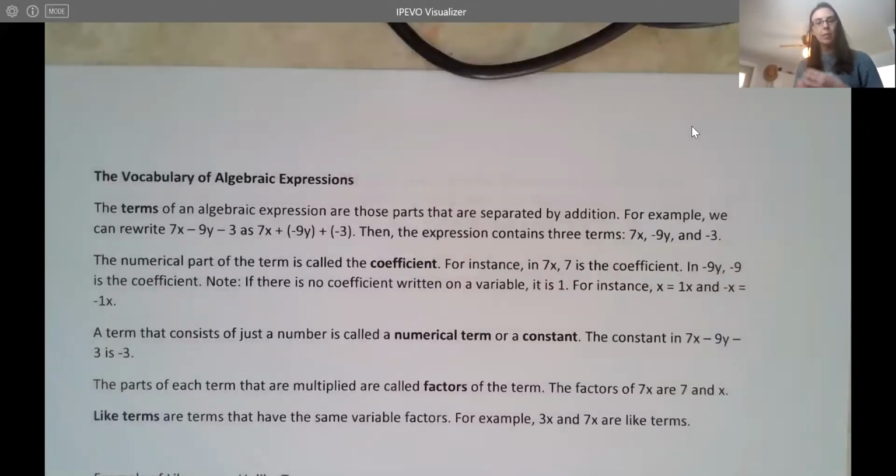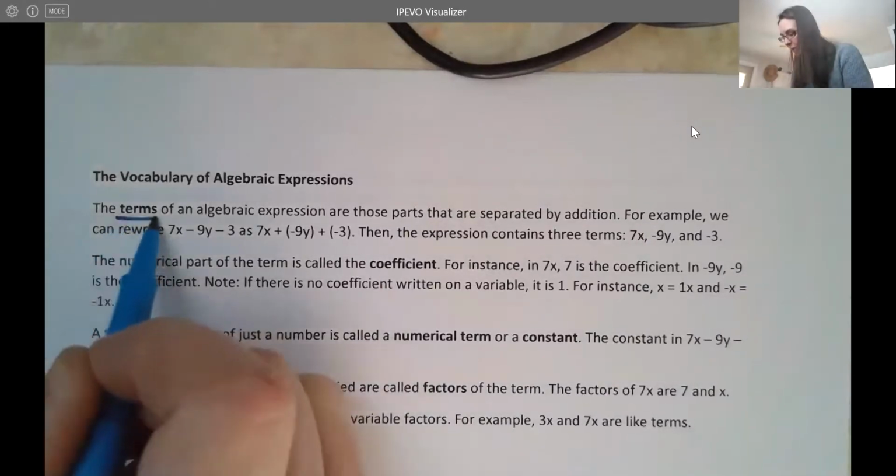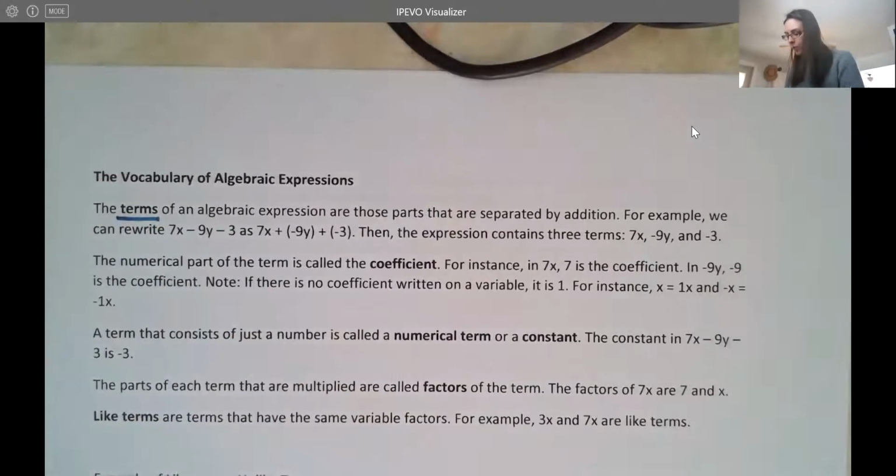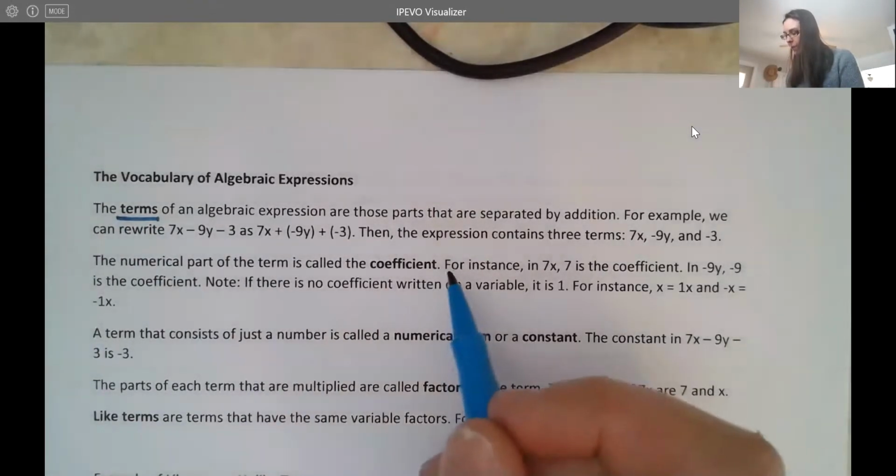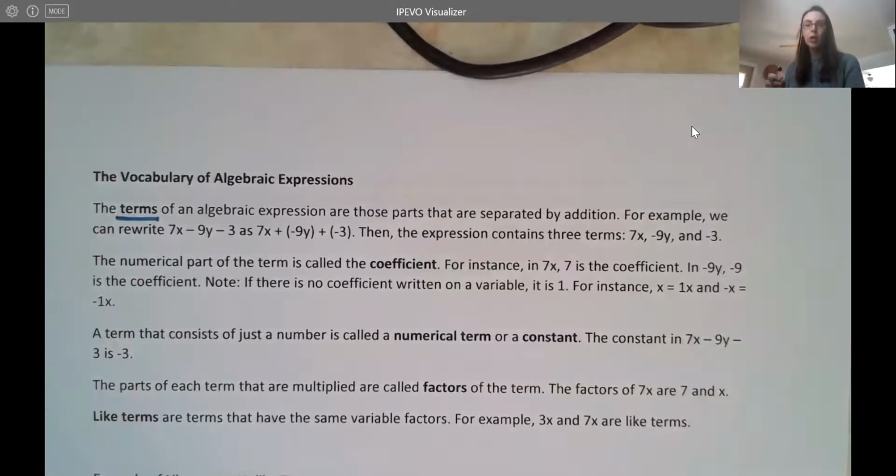Now I want to talk a little bit more about vocab and terms that we use with those algebraic expressions. The first vocabulary word is the word term. The terms of an algebraic expression are those parts that are separated by the addition symbol. So it's all the stuff in between the addition signs.